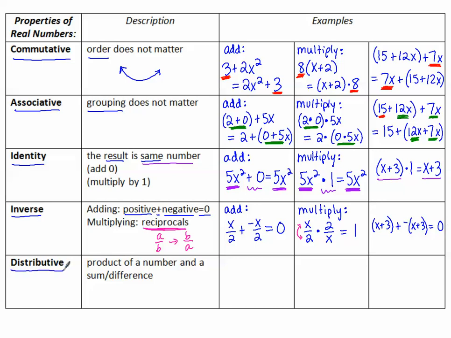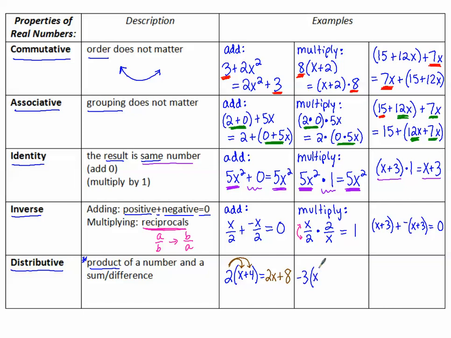Finally, the distributive property. The product, that means multiply, of a number and a sum or difference, such as 2 times the quantity x plus 4, is the same as when I distribute, I multiply the 2 to both the x and the 4. So 2 times x is 2x, 2 times 4 is 8. The plus is already there. That's the distributive property. Here's another example of the distributive property, making it just a little more complicated.